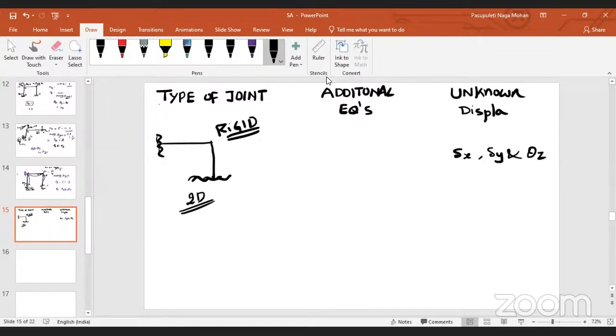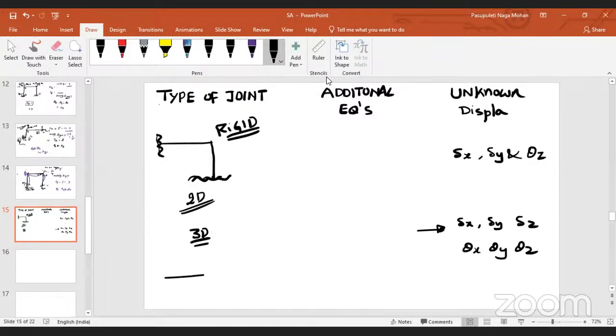If I am talking about 3D, how many unknown displacements will exist? Six. Here I am getting into the 3D also. What are they? Delta x, delta y, delta z, theta x, theta y, theta z.